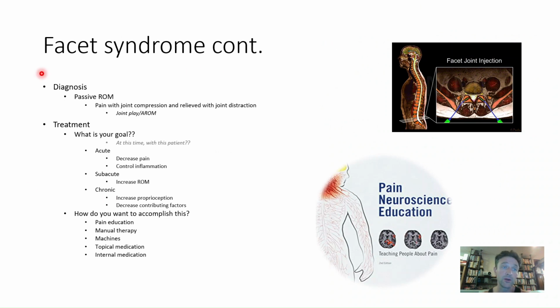So diagnosis, how are you going to diagnose this? Passive range of motion. Could you do it with joint plays and active range of motion? Yeah, absolutely. But passive range of motion is the one that's going to help isolate this diagnosis, right? And with the passive range of motion, you would expect that when I compress the joint of interest, that hurts. And when I distract the joint of interest, that does not hurt, right? So it's a quick way of knowing.